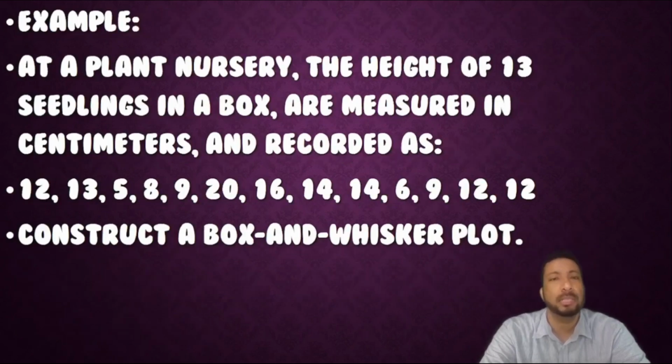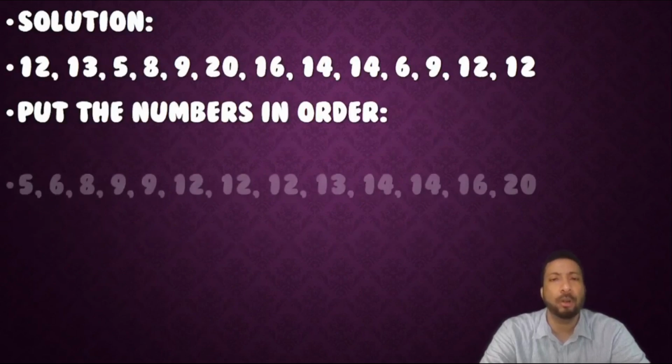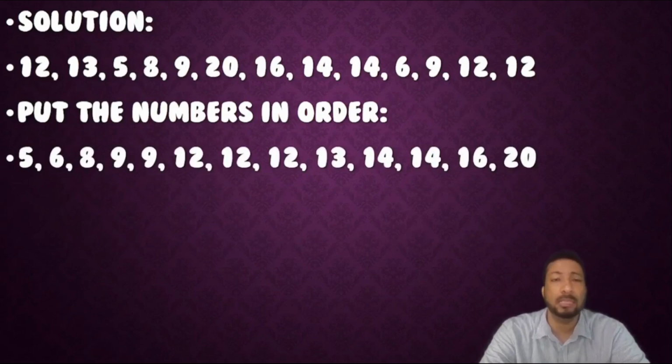So let's get into an example. Let's say at a plant nursery, the heights of 13 seedlings in a box are measured in centimeters and recorded. We are to construct a simple box and whisker plot. The first thing we do is put the numbers in order. So we have 5, 6, 8, 9, all the way up to 20. Then we have to determine the median, the lower quartile, and the upper quartile.